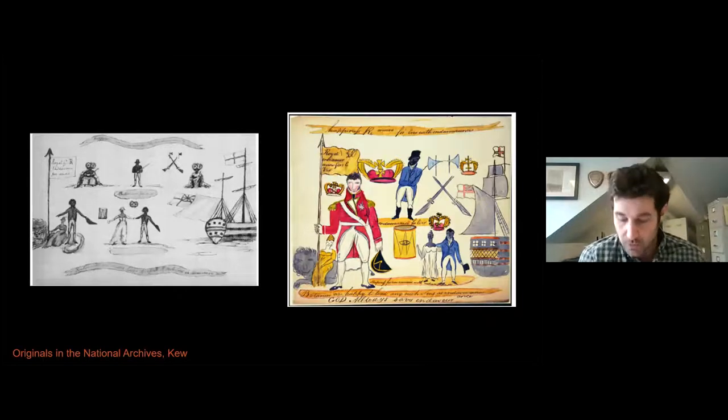In the color image on the right side of the screen, Britannia sits on a lion in the bottom left corner. On the right, a ship flies the English St. George's Cross and the flag of the Royal Navy, which is another St. George's Cross inset with the Union Jack, which you can see in the image.